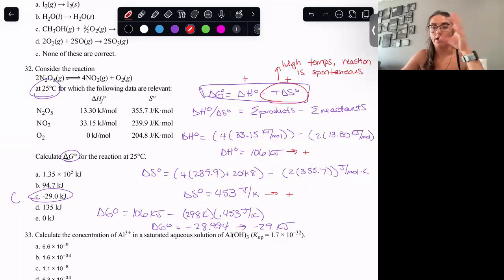Right? Because at high temperatures, that T value is getting bigger, and then you have your S value. That becomes a very positive number, but then you're subtracting it from another positive number. So you have a more negative number.